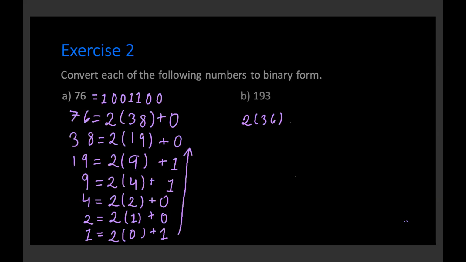Awesome. And then you would do 36 divided by 2, and you would get 18. So 2 times 18 plus 0. Perfect. And then the next one is 2 times 9 plus 0. And then 2 times 4 plus 1. Go back real quick because I'm double checking the math.